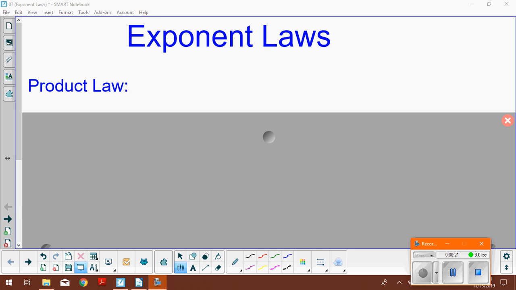If you've ever wondered about those socks hanging in the back of my classroom, the exponent laws are written on those socks. It was a grade 9 project from a long time ago.